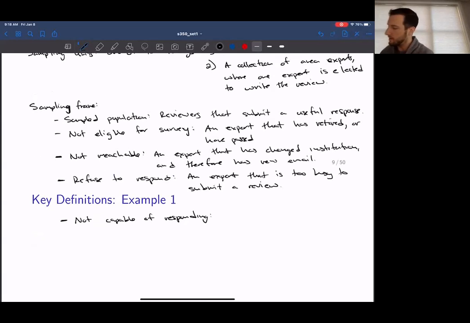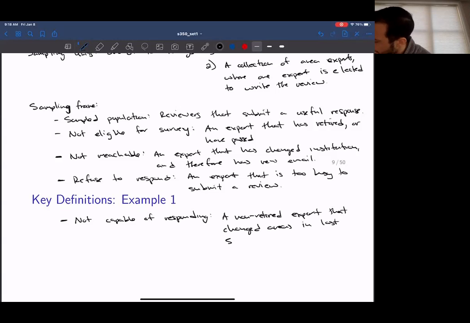So this one, you can see here, this is going to have a bit of overlap with the not eligible for survey. I mean, some of these things might overlap with each other in the sense that someone not eligible might also be someone that isn't capable, but just to try and differentiate them a little bit, this could be, for example, a non-retired expert that changed areas in the last 5 years. Okay.